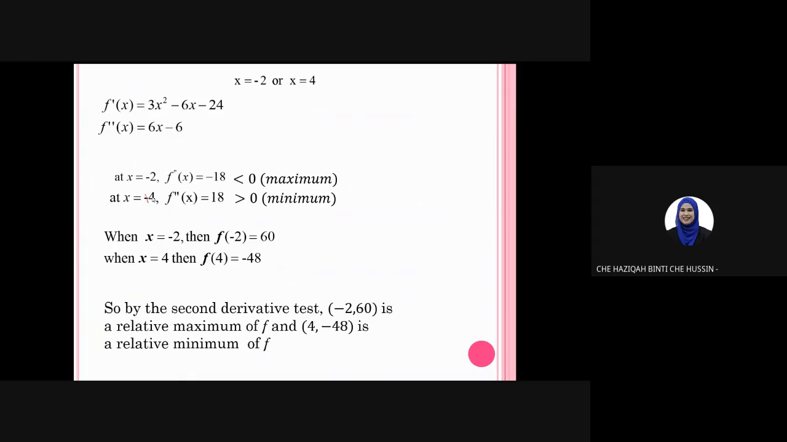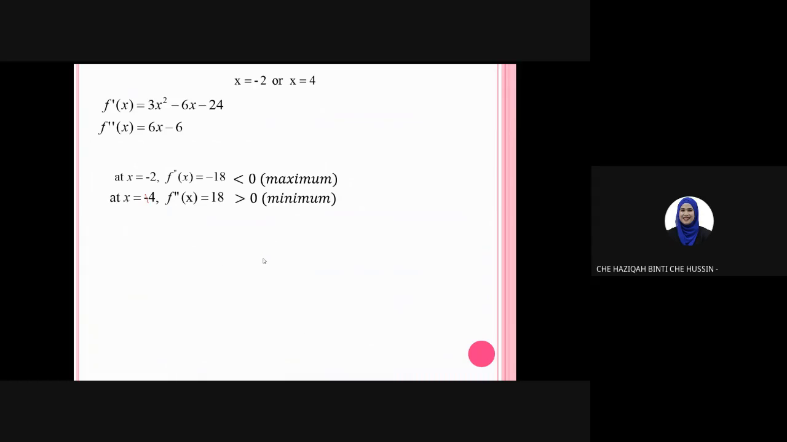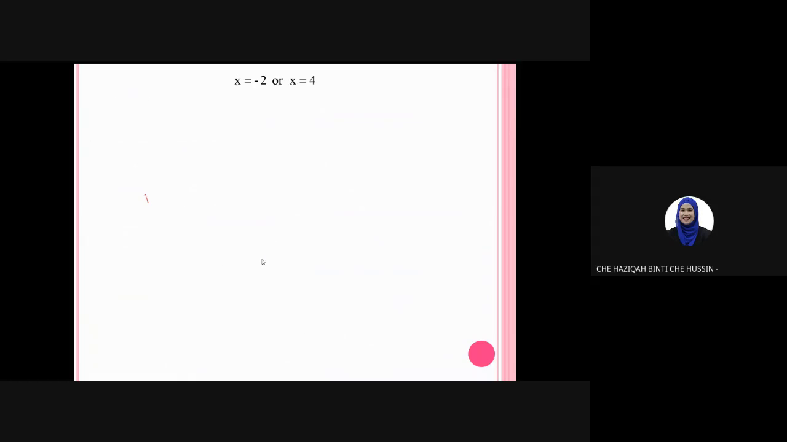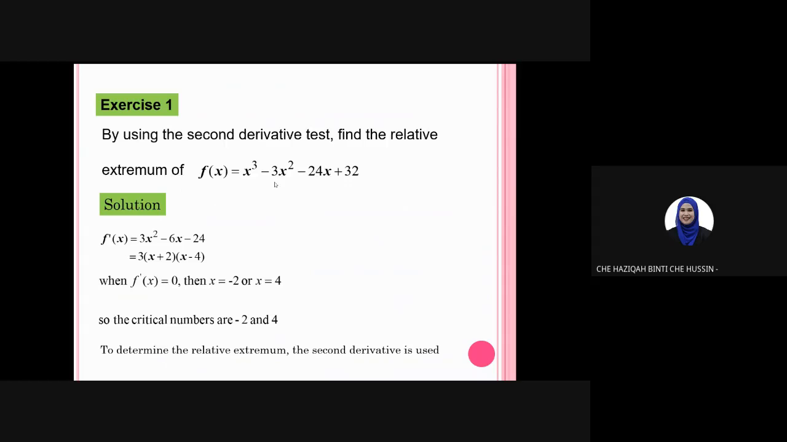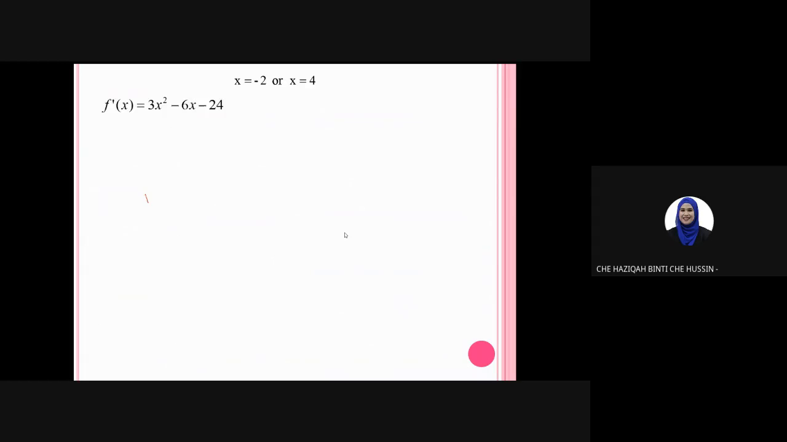For the value of f here, we substitute into x cubed minus 3x squared minus 24x plus 32.